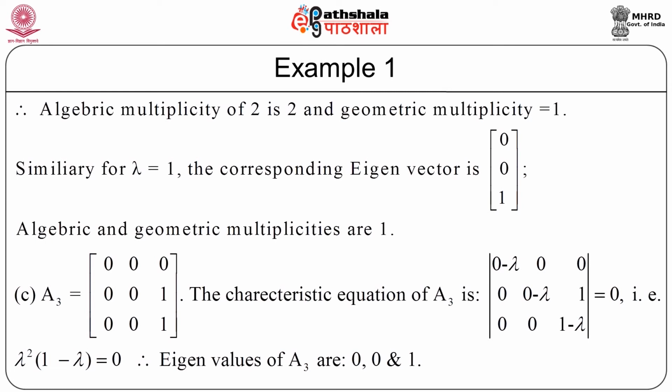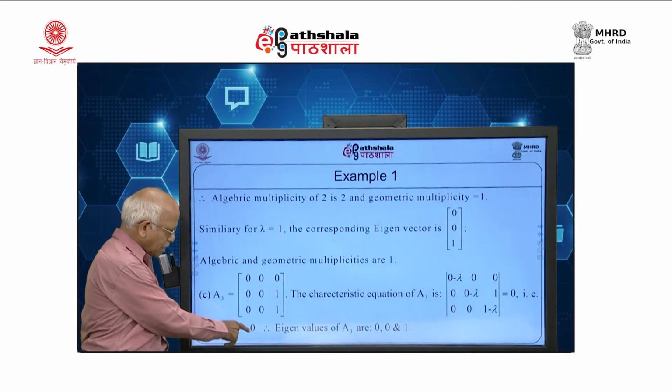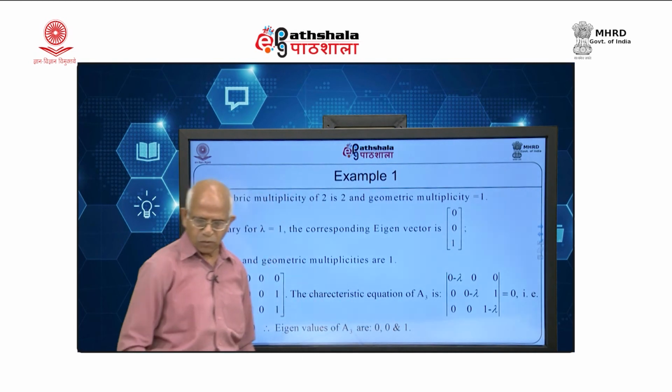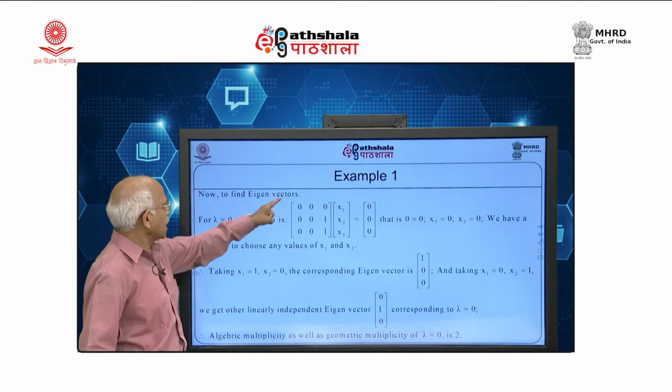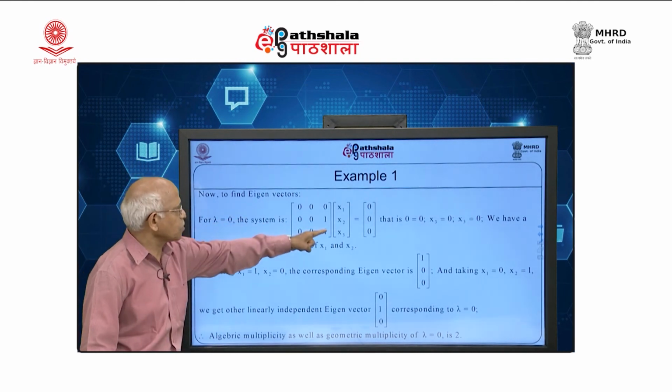For matrix A 3, you can see that this is a very singular matrix. In fact, the characteristic equation of A 3 is given by this, and we get lambda square into 1 minus lambda equal to 0. Therefore, the eigenvalues are 0, 0 and 1. When the eigenvalues are 0, 0 and 1, and I find the eigenvectors corresponding to lambda equal to 0, I have to solve this system of equations.